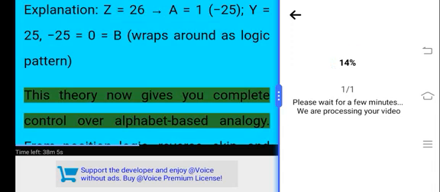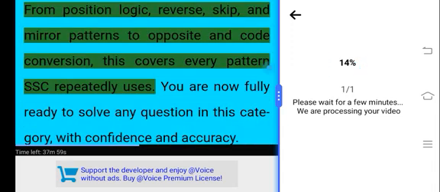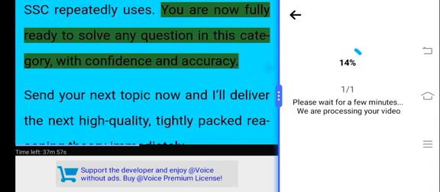This theory now gives you complete control over alphabet-based analogy. From position logic, reverse, skip, and mirror patterns to opposite and code conversion, this covers every pattern SSC repeatedly uses. You are now fully ready to solve any question in this category with confidence and accuracy.